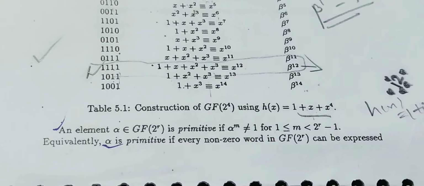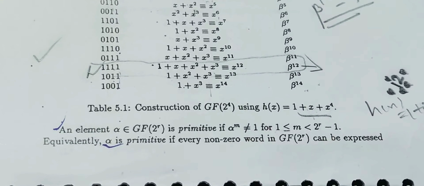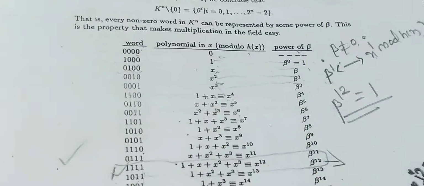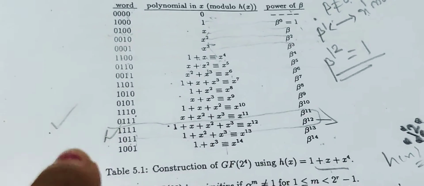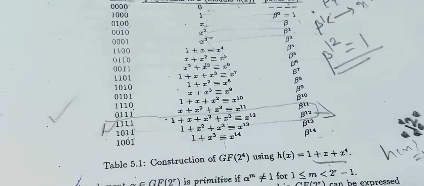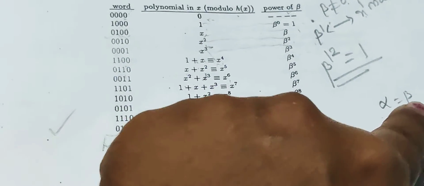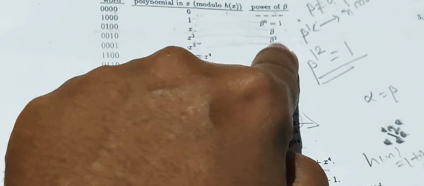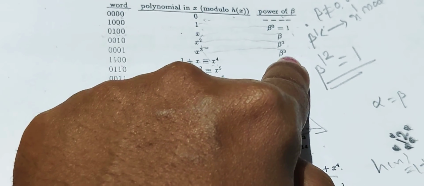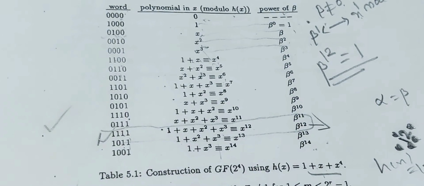Similarly, an element alpha is said to be primitive. That means alpha raised to m not equal to 1, or equivalently what? Every non-zero word in Galois field can be represented as a power of alpha. That means we can take alpha is equal to beta. So alpha is equal to beta means beta is alpha, beta square is alpha square, and beta cube is what? Alpha cube. So every non-zero element can be represented as powers of alpha.